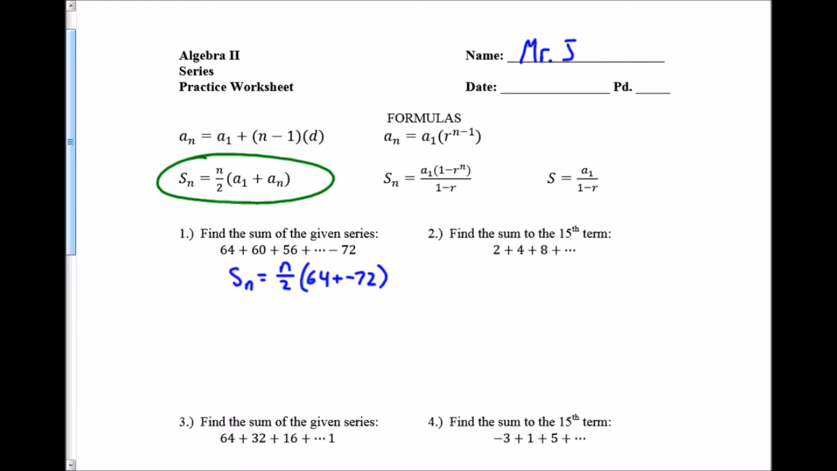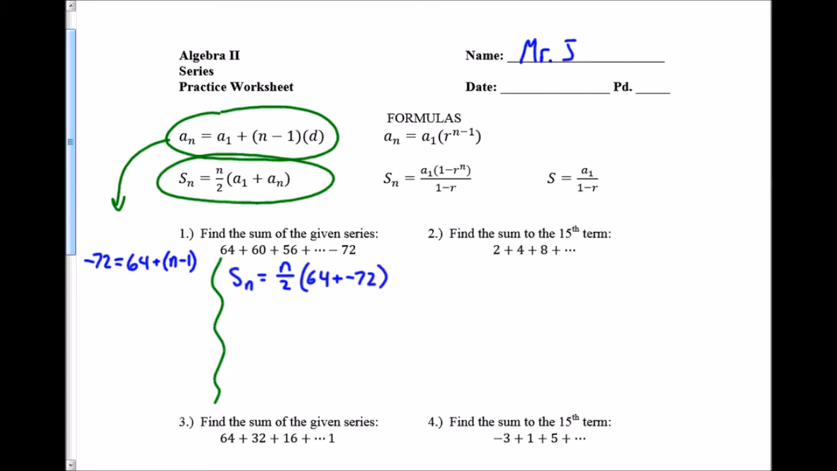So I have to use my other arithmetic formula to find the n value. I'm going to use this one now to find that n value. I already know what a sub n is. That's my -72. I already plugged that in as a sub n in my other formula, equals a sub 1, which was the 64, plus n minus 1 times d. And d was the thing I was adding each time, which was the -4. And so now I want to solve this. I'll do it this way. I'll distribute the -4. So that's -72 equals 64 minus 4n plus 4.